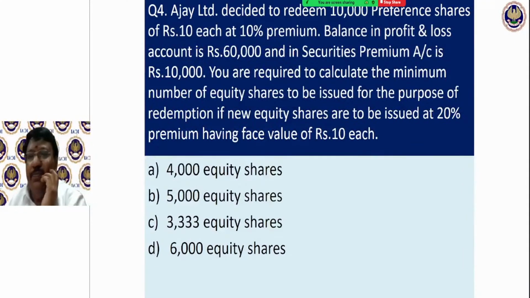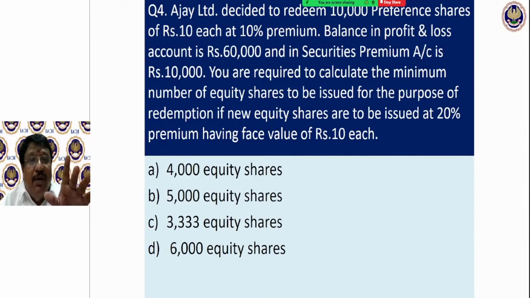I think the answer is very simple. I'm sure all of you are going to quickly give the answer. Now, Ajay Limited decided to redeem 10,000 preference shares of rupees 10 each at 10% premium. Balance in P&L account is 60. Securities premium is 10. Can I consider securities premium? No, I cannot. Securities premium can be used only for writing off the 5 matters, right? So ignore it. So that means 1 lakh minus 60, 40. Now I'm issuing fresh equity at a premium. I cannot consider that. Only the nominal value has to be taken.